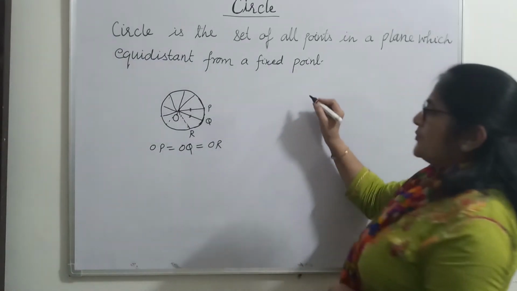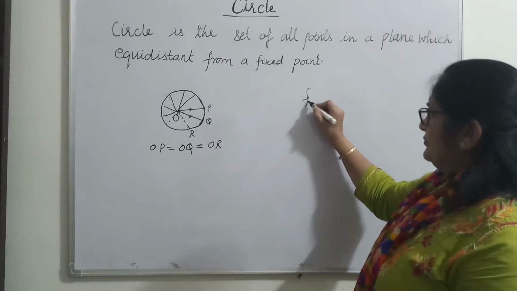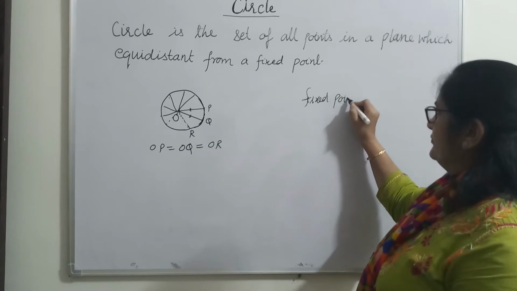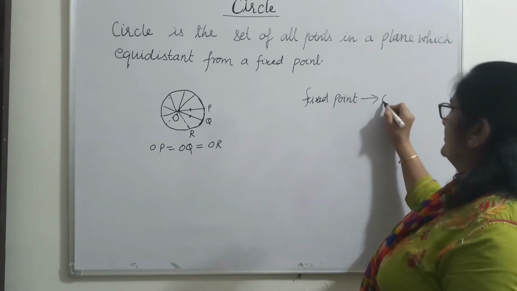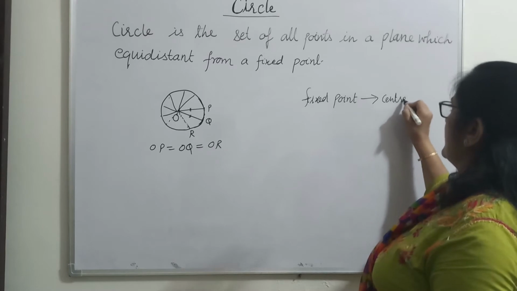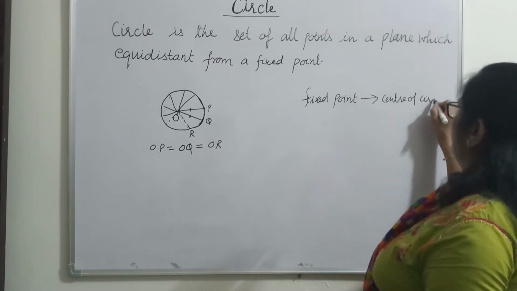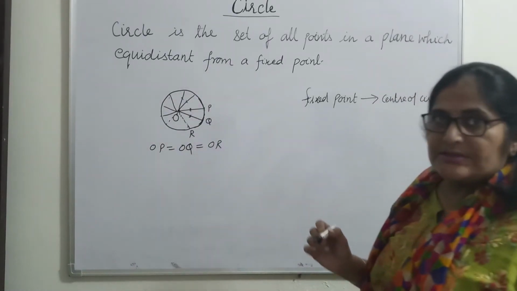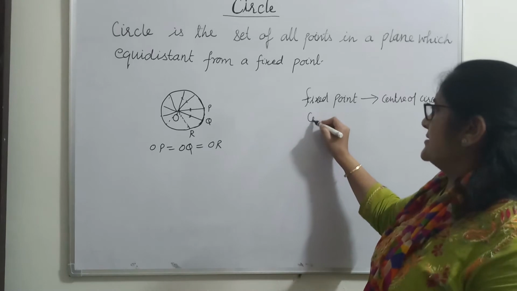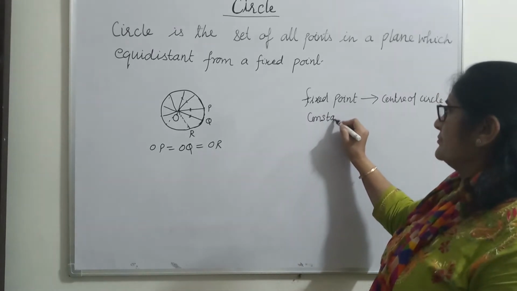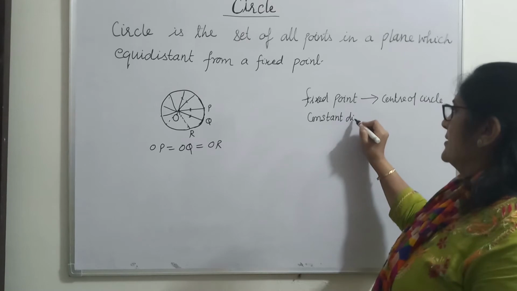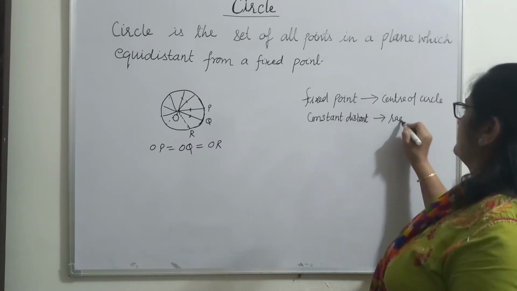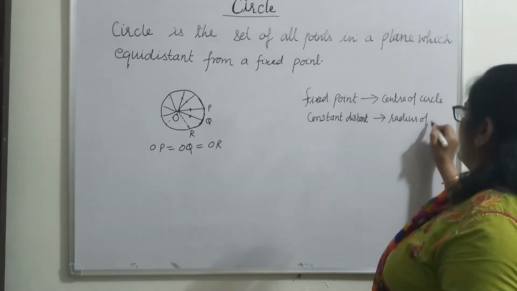And this fixed point is called the center of the circle, and equidistant means constant distance, and this constant distance is called the radius of the circle.